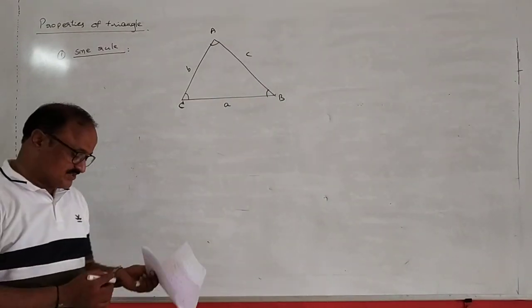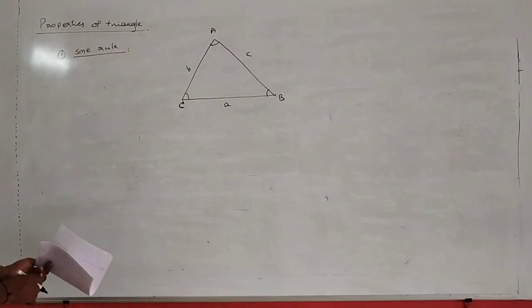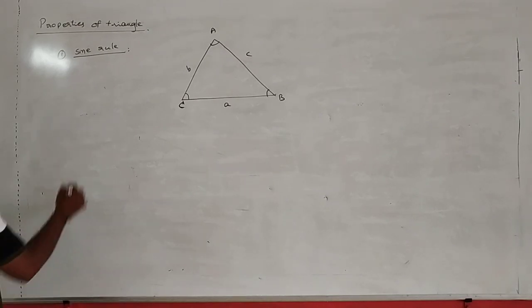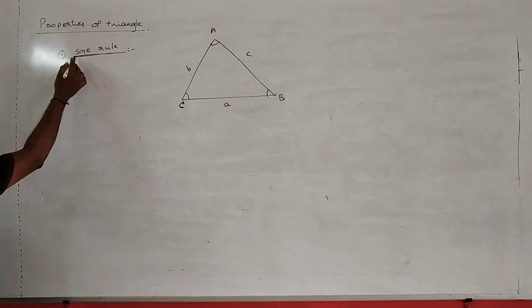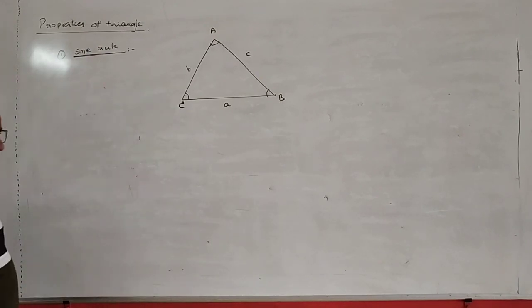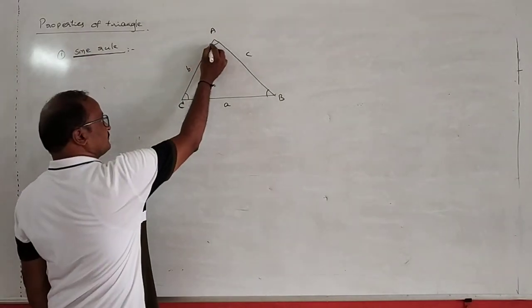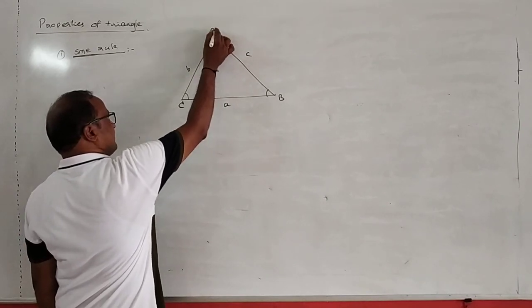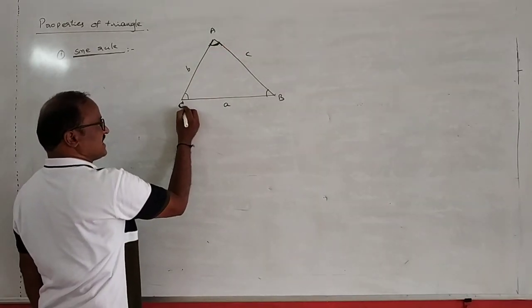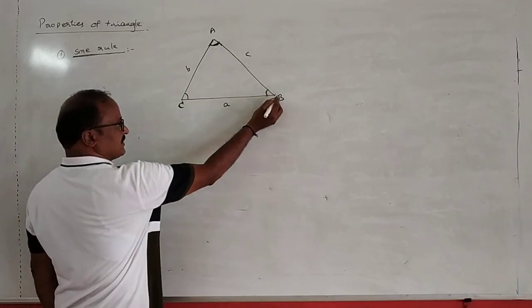See here, my dear friends. There are two important formulas regarding trigonometry. The last two formulas here. First one, properties of triangles. First one is the sine rule. This is a triangle, with angles capital A, capital B and capital C.